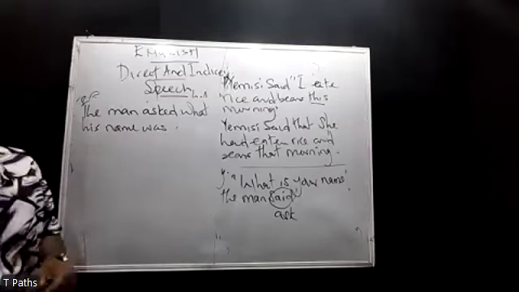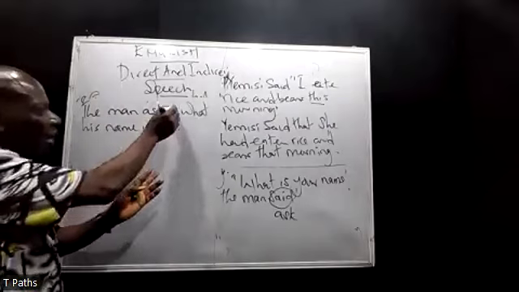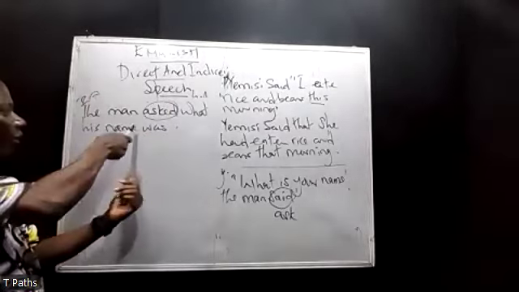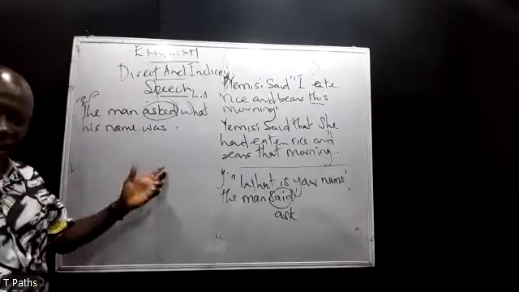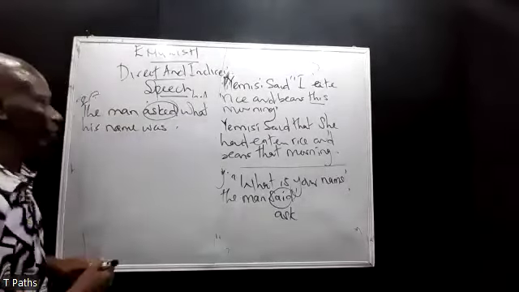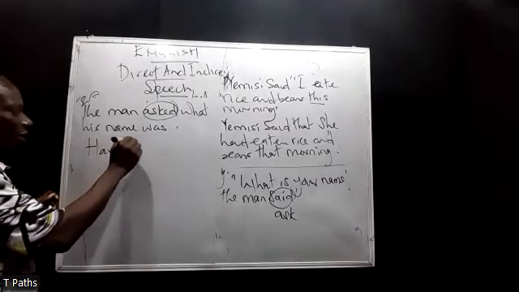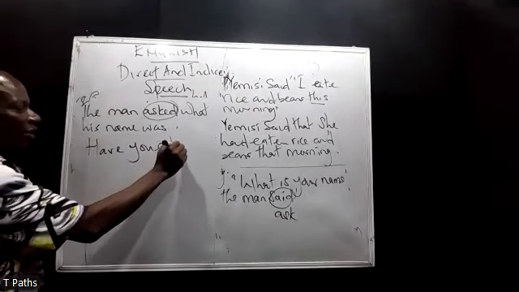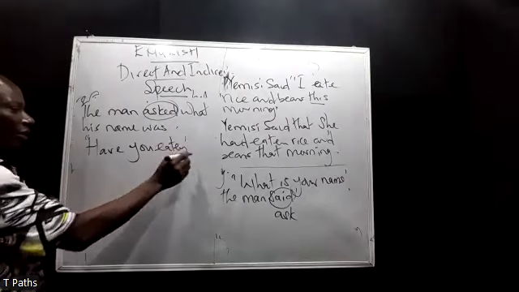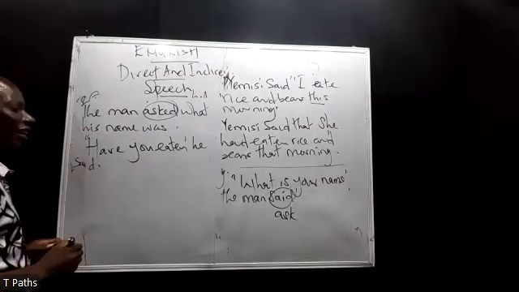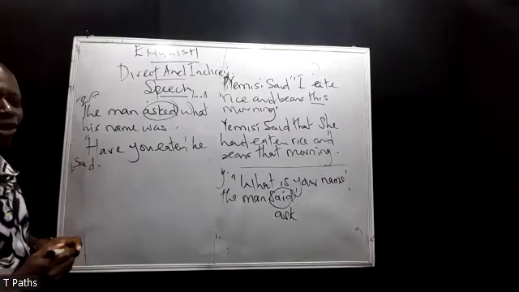You'll be wondering how. That's what we call tense error when you are changing. The verb here, the interrogative verb, is in the past tense, so it must correlate with the verb there. Please take note. Look at this one too: "Have you eaten?" he said.